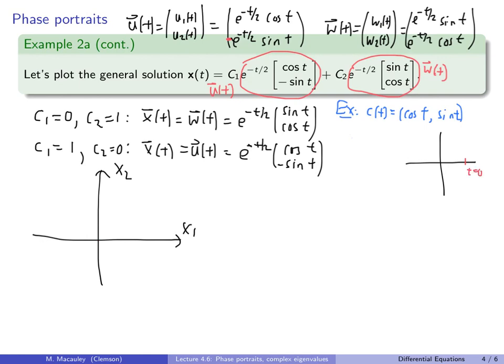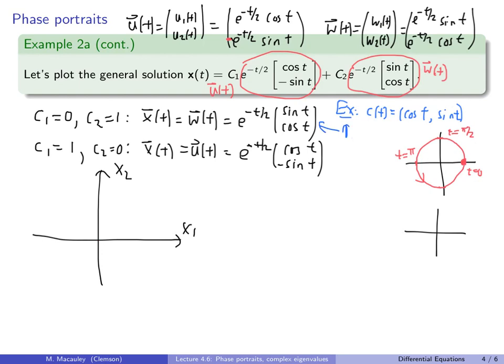At t equals pi over 2, we're at cosine of pi over 2, sine of pi over 2. That's 0, 1. So this is t equals pi over 2. And then at t equals pi, we're at cosine of pi, which is negative 1, and sine of pi is 0. So that's over here. This is t equals pi. And then at t equals 3 pi over 2, we're down here. So this represents a circle that starts here and goes around that way. So let's do the same thing for these two functions. For this and this, let me give these different names.